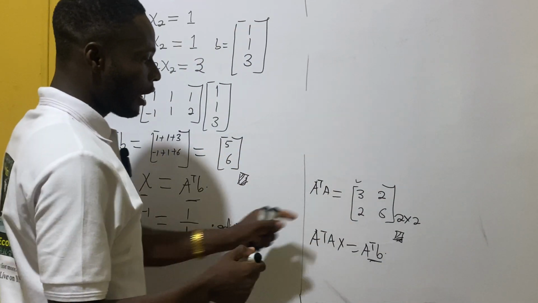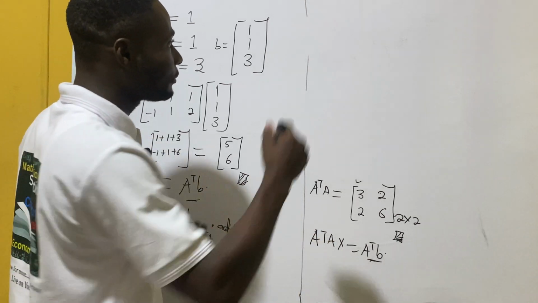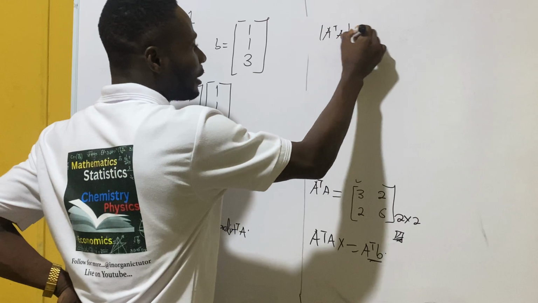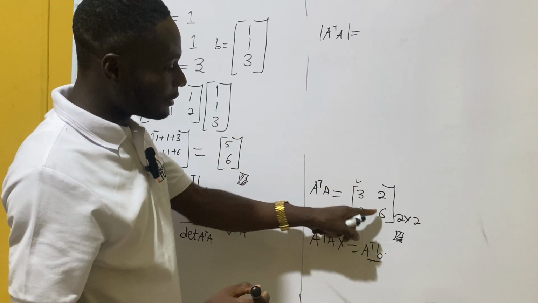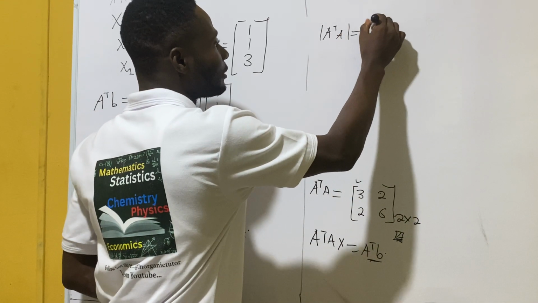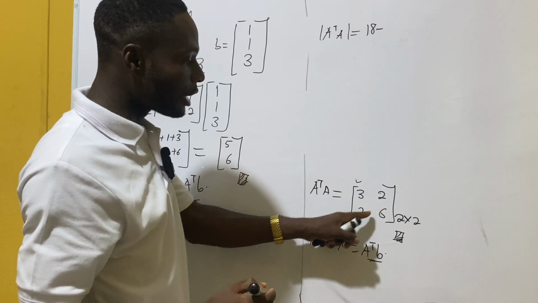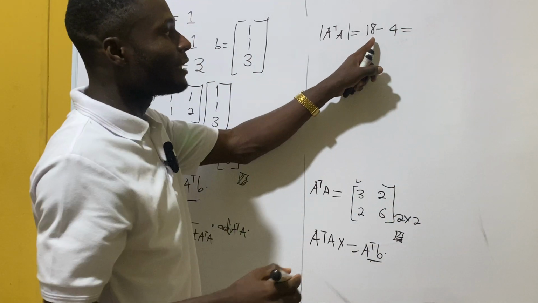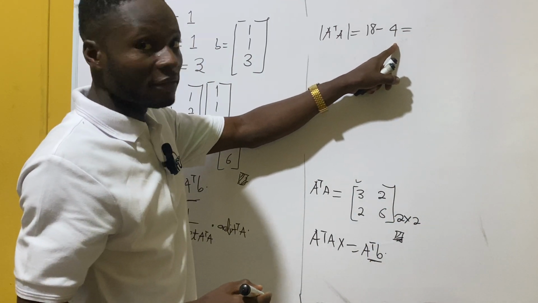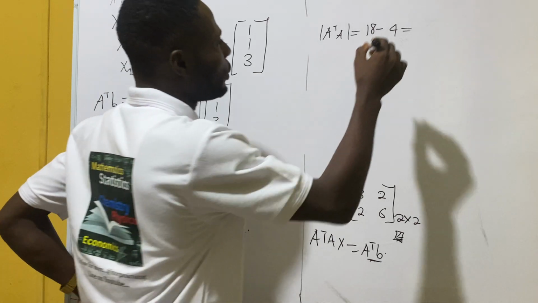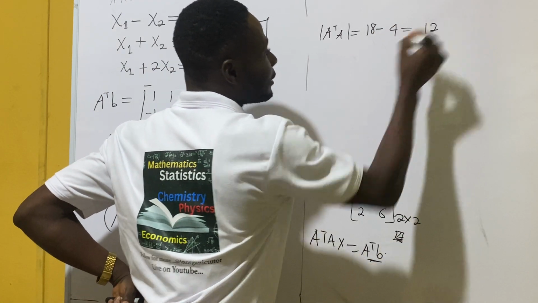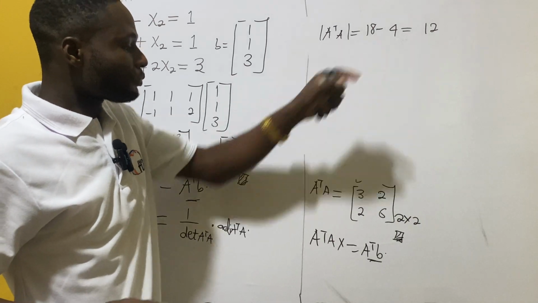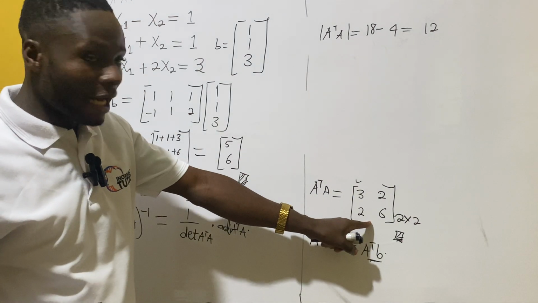So here, our determinant is going to be 6 times 3, that is 18, minus 2 times 2, and that is 4, right? So that is basically 18 minus 4, and that is 12, right? So we have 12 right here as our determinant, right? So we are going to compute the adjoint, right?